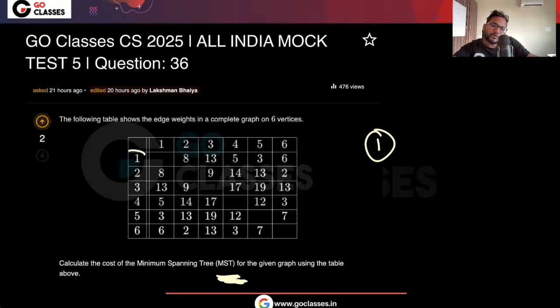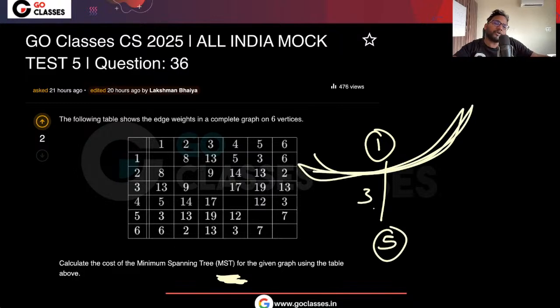Why? Because if you start from 1, what is the minimum? See, this is a symmetric matrix, don't worry about this. What is the minimum among all of this? This is 3, so 1 will be connected to 5, using the min cut, right? So you will say that if I have to connect this 1, then 1 should be connected to 5 only, using this 3. Is this fine?